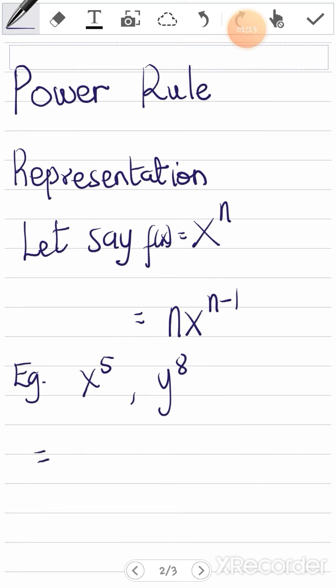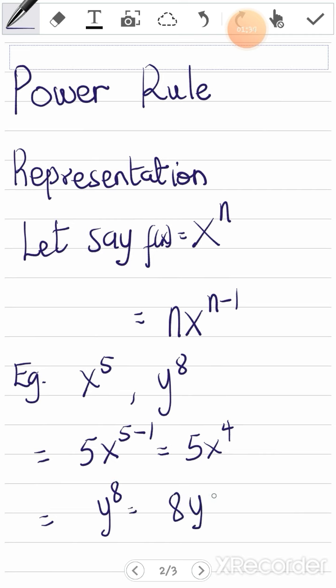We have x to the power 5 and y to the power 8. For the x to the power 5, we are going to get 5 multiplying x to the power 5 minus 1, which is the same as 5x to the power 4. And the second one, y to the power 8. 8 multiplies the whole function. Then you subtract 1 from the exponent. We are going to get 8y to the power 7.